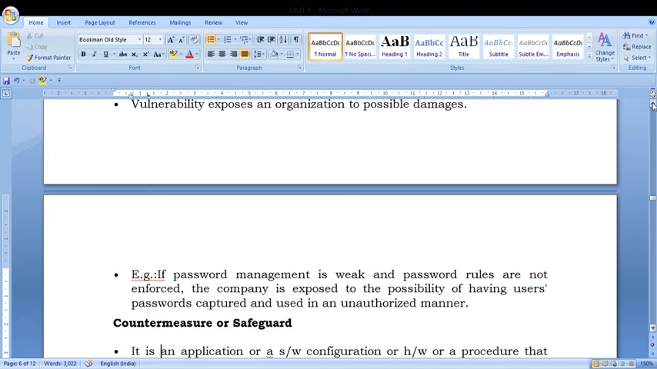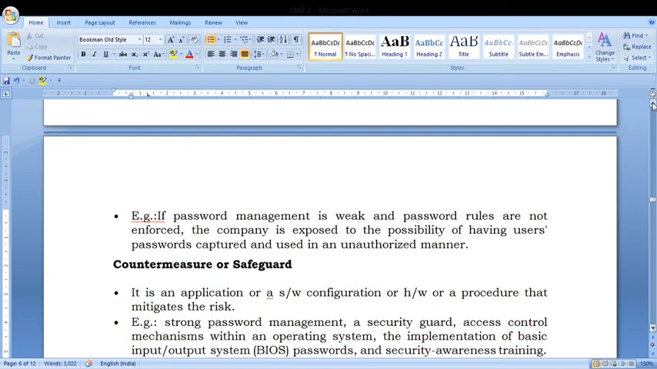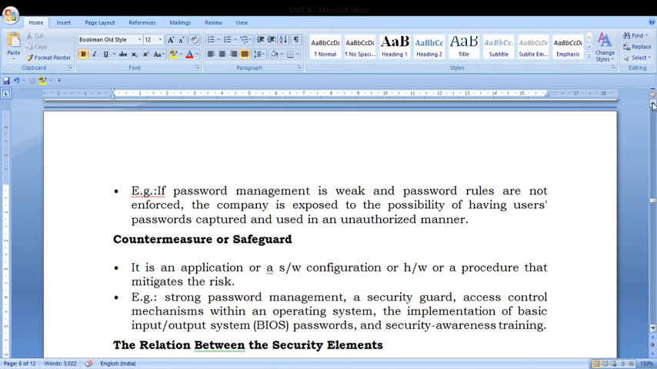Countermeasures are the safeguards. What are the steps we have to take for that? It is an application software configuration, hardware or software procedure that mitigates the risk. Like a strong password for the management without disclosing the password. Safeguards, we can put security guards. All this information is about how to protect our system or how to protect our management secrets, everything we have to arrange beforehand.